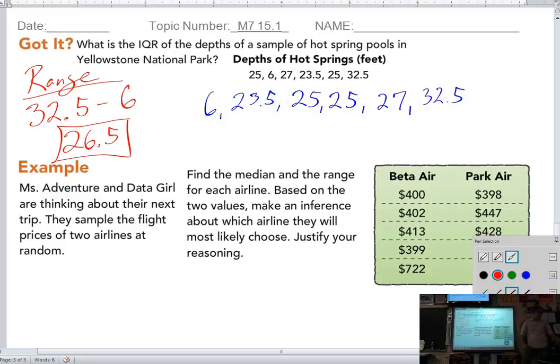So now, and this is a little bit harder, who thinks they can walk me through finding the IQR, the interquartile?